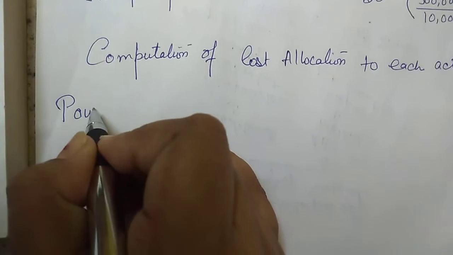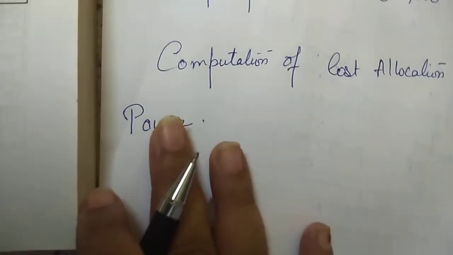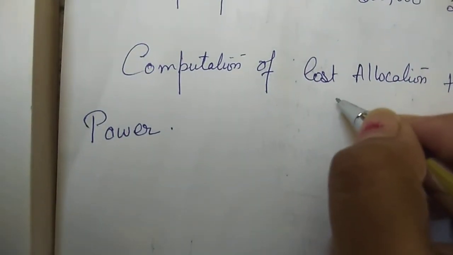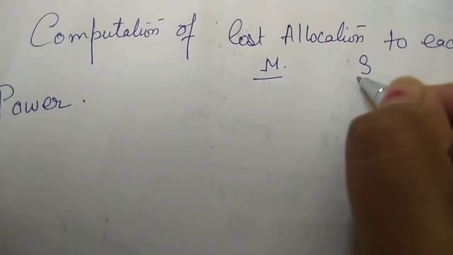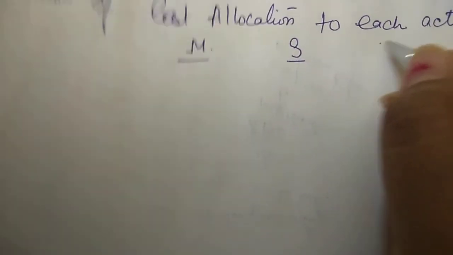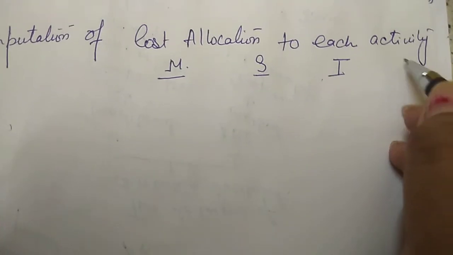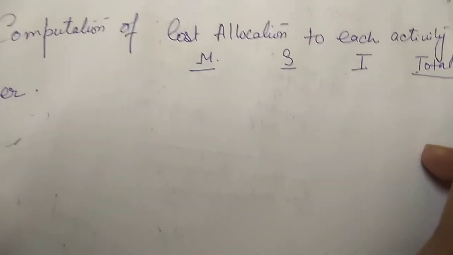What are my two activities? First is power. Let us compute with power. Power is my first activity. Power is consumed for product M, power is consumed for product S and power is consumed for product T. Power is consumed for all these three products. How much power is being consumed?